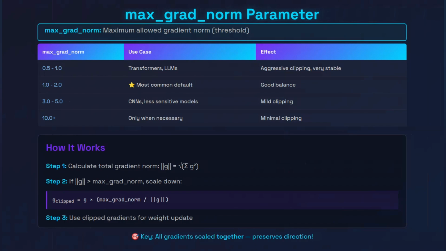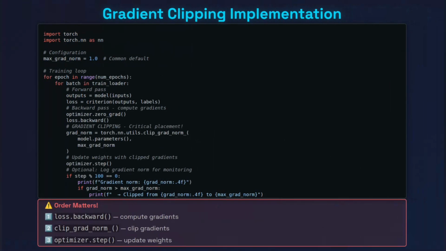Here's what happens. Before each weight update, we calculate the total norm of all gradients across all parameters. If this norm exceeds max grad norm, we scale all gradients down by the same factor. The important thing is we scale all gradients together. This preserves the relative magnitudes and directions, just reducing the overall step size. Implementing gradient clipping is super easy, just one line.